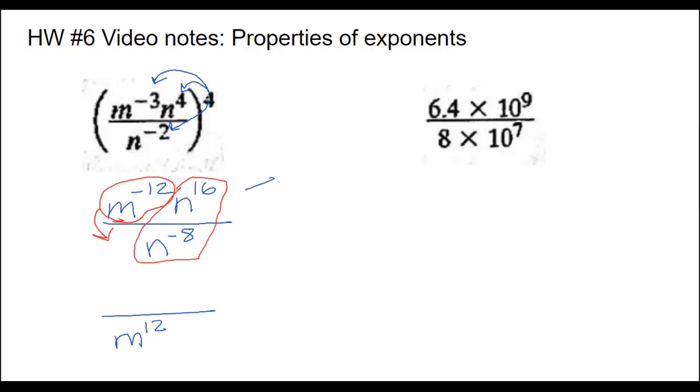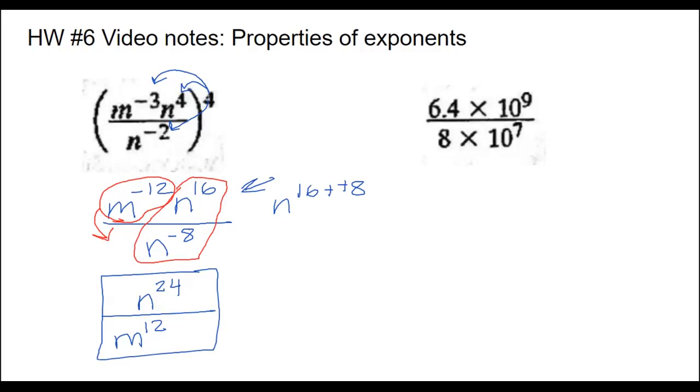This little piece over here, this little side note, is N to the 16th minus a negative 8, which is going to turn to plus, so it becomes N to the positive 24th, which you will always default to writing above the fraction bar. There you go.